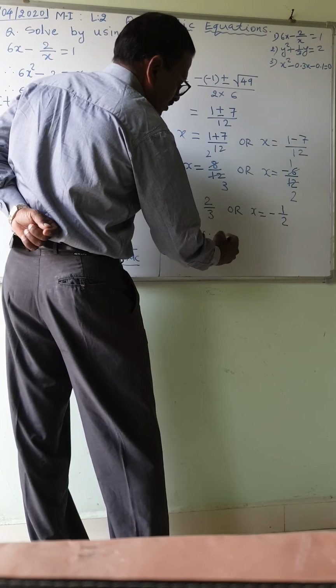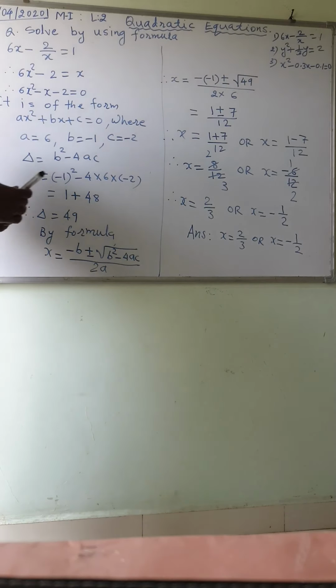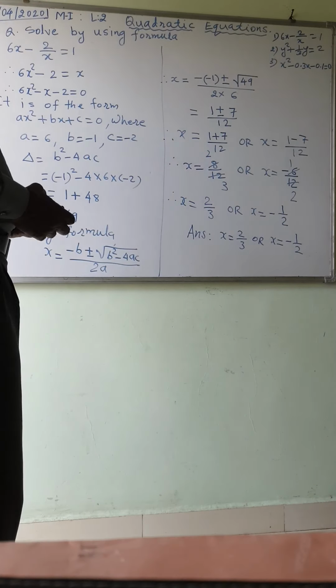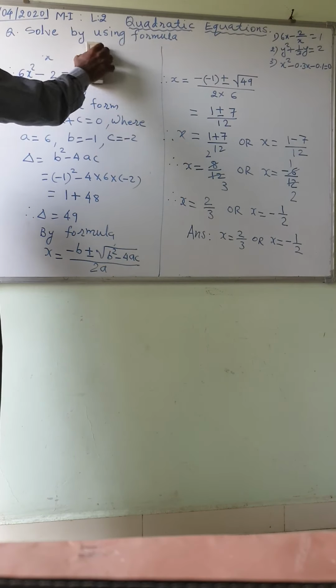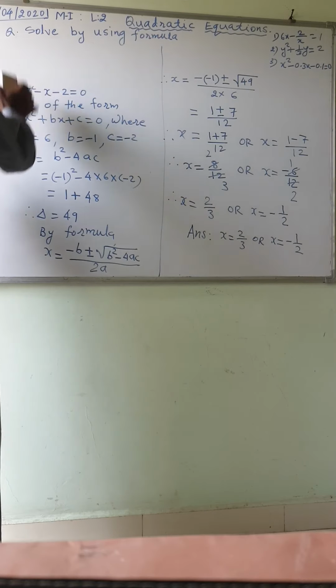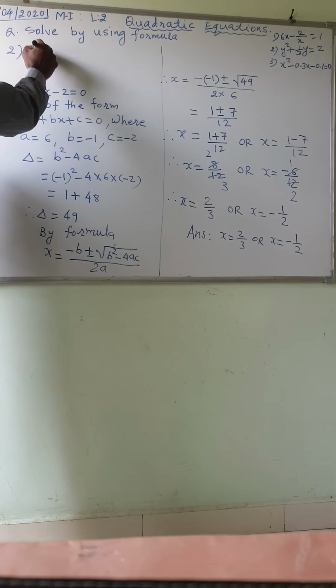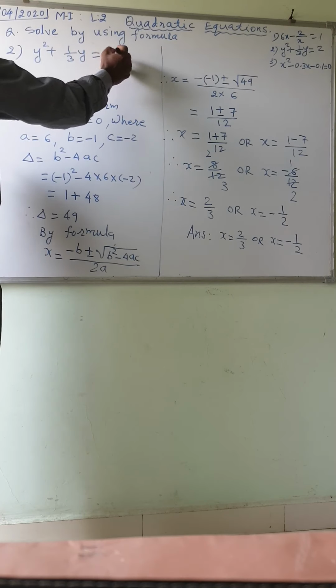Other way also you can write the answer, solution set into the bracket. Now this question, you may note down it afterwards. Now I will go for the second sum. Second sum is y square plus 1 upon 3y is equal to 2.